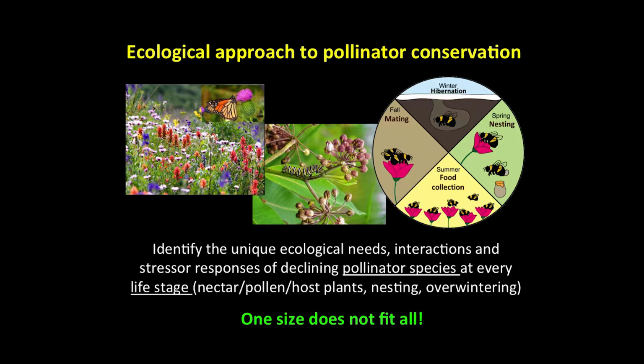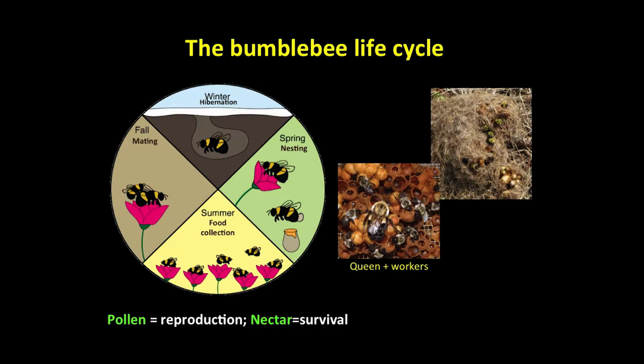And so this ecological approach, if we're talking about conservation and restoring, is that we need to identify the unique ecological needs, interactions, and stressor responses of the declining pollinator species. The reason that we have so much diversity is because they respond to things differently, right? They've evolved their niche, they have their interactions, and so we need to figure out what those are for our declining pollinator species like Bombus avius.